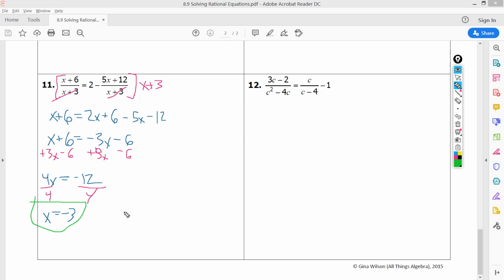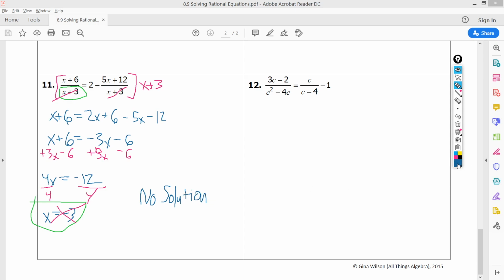Now, is that okay? No. Right? The one thing I can't have. This is x plus 3. I can't divide by what? 0. So if I have x equals negative 3, that's not okay. So I have to cross this out. So what is that? What's my answer then? This is a no solution problem.